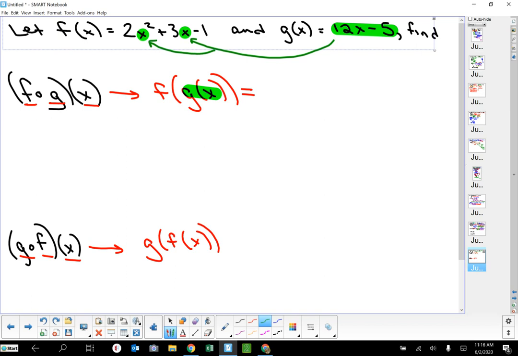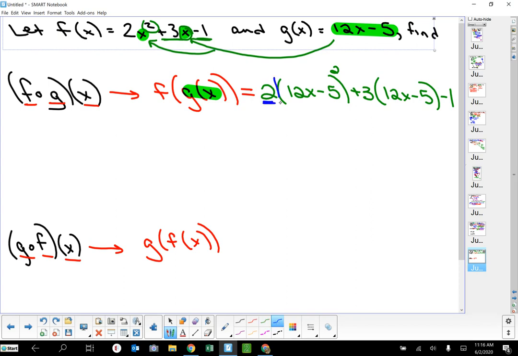So this is going to look like, here's my substitution. I start with the 2. I replace the x with 12x minus 5. Make sure I square that x. Then I have plus 3. And then I replace this x with 12x minus 5. And then I have to bring over the minus 1. Okay, so that's the distribution part. Now, I'm going to ignore the 2 out here for a while and just do this. So that means 12x minus 5, sorry.